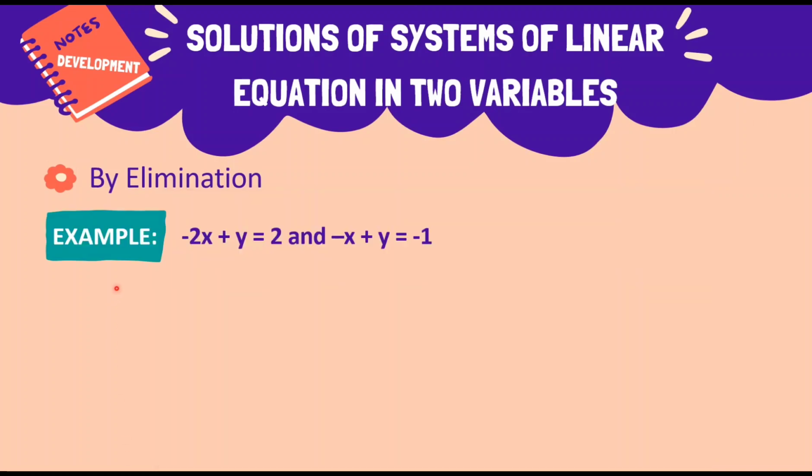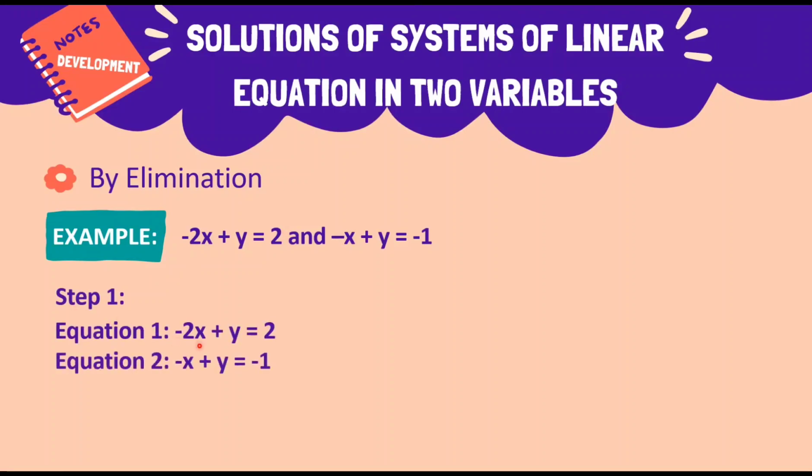Okay, let us consider again our given example. We have negative 2x plus y is equal to 2 and negative x plus y is equal to negative 1. So let us solve these two equations using elimination method. Let us start with step 1. Step 1, of course, we need to write the two equations. So we have equation number 1, negative 2x plus y is equal to 2, and equation number 2, negative x plus y is equal to negative 1.